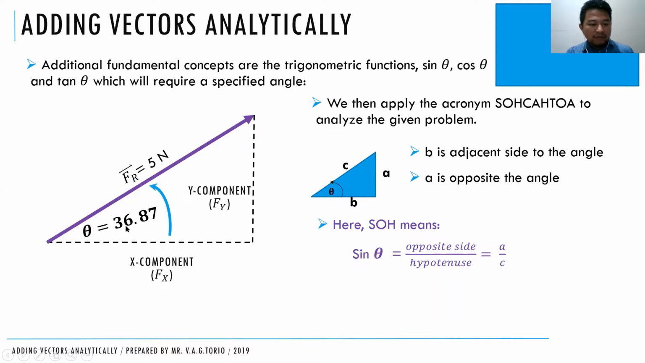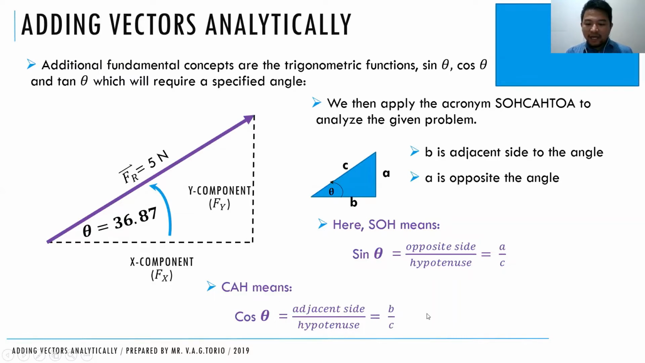We look at our given example here. Angle theta is opposite the y component, so we can replace our A here by f sub y. And the hypotenuse is f sub r, so we can write here f sub r. Now we proceed with CAH. CAH means cosine of the angle theta is adjacent side over hypotenuse. Again, in our smaller triangle here, the adjacent side is B. That's why we see here B, and the hypotenuse is C.